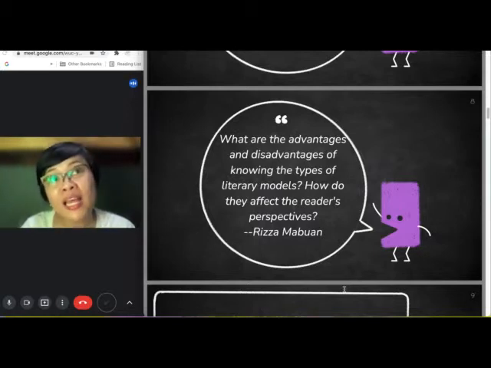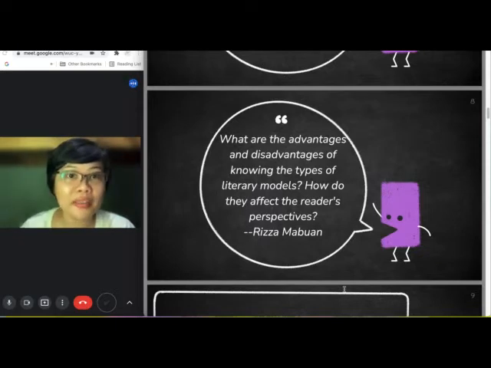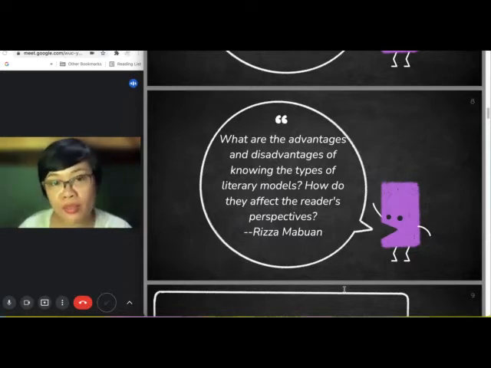You could feel that you're supported by the author, but sometimes it doesn't happen. Sometimes you would disagree with the author because you have different perspectives, and it's a good thing. It means that we are not living in a vacuum, that other people may have different ideas from you. And so it allows you to open your mind. What could be other ways of thinking, other ways of looking at life, other ways of looking at this particular experience? So that's how literary models can affect readers.